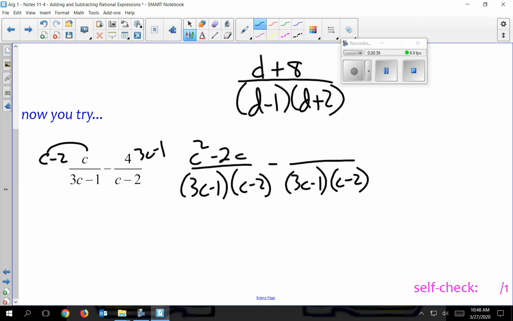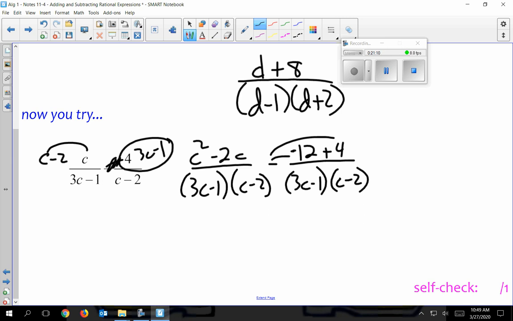4 times 3c is 12c, and 4 times negative 1 is negative 4. Now I've got to work with the minus sign. I'm going to have to distribute it here and here. That's going to make that a negative 12c, and that's going to make that a positive 4.